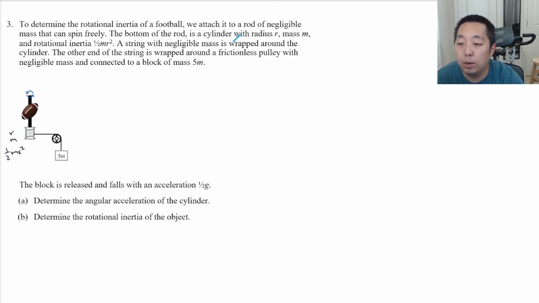A string with negligible mass is wrapped around the cylinder. The other end of the string is wrapped around a frictionless pulley with negligible mass and connected to a block of mass 5m. The block is released and falls with an acceleration of 1/2 g. Determine the angular acceleration of the cylinder.